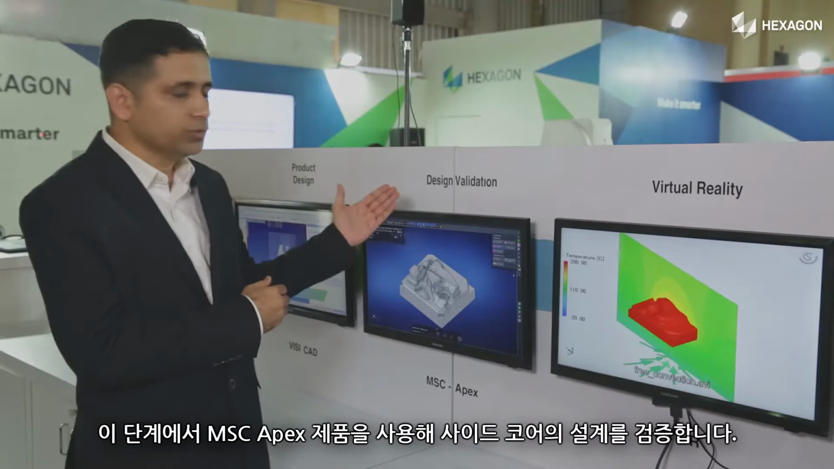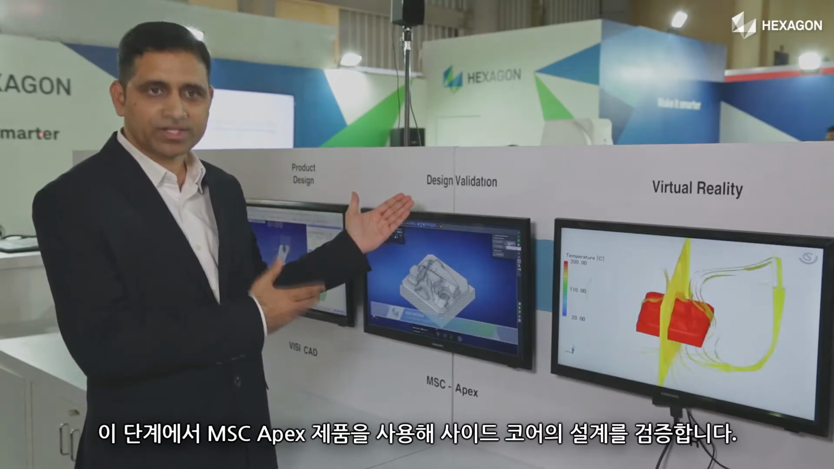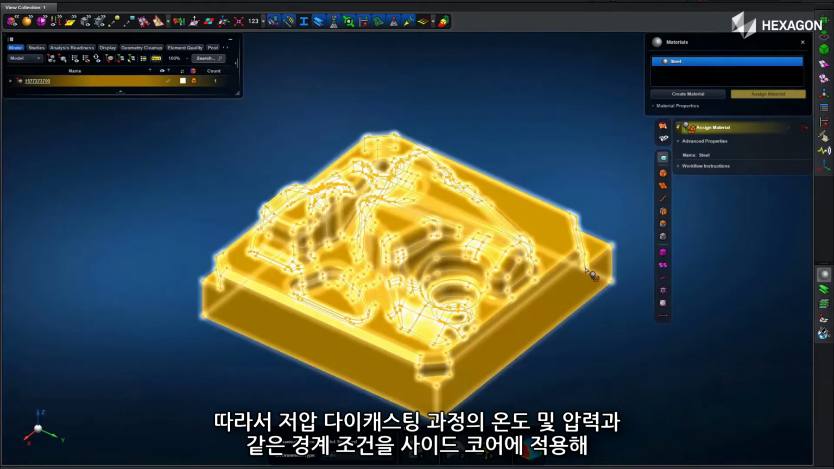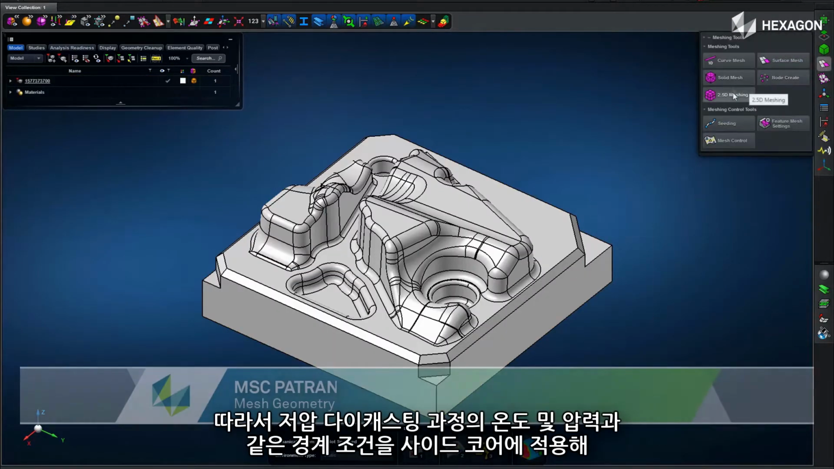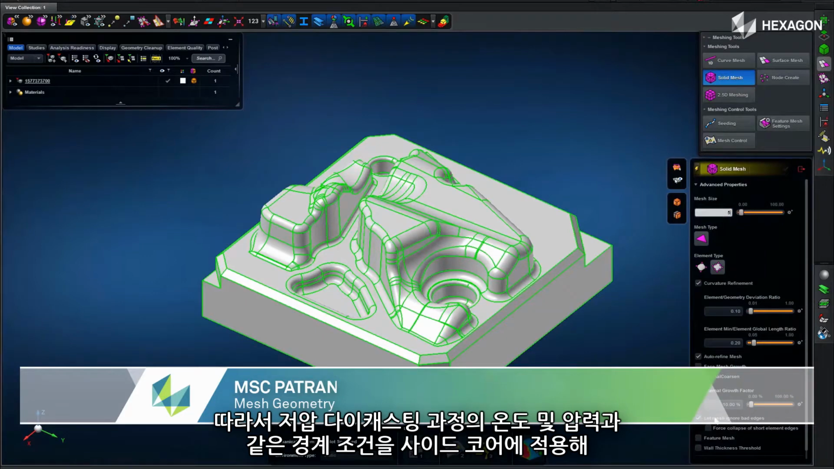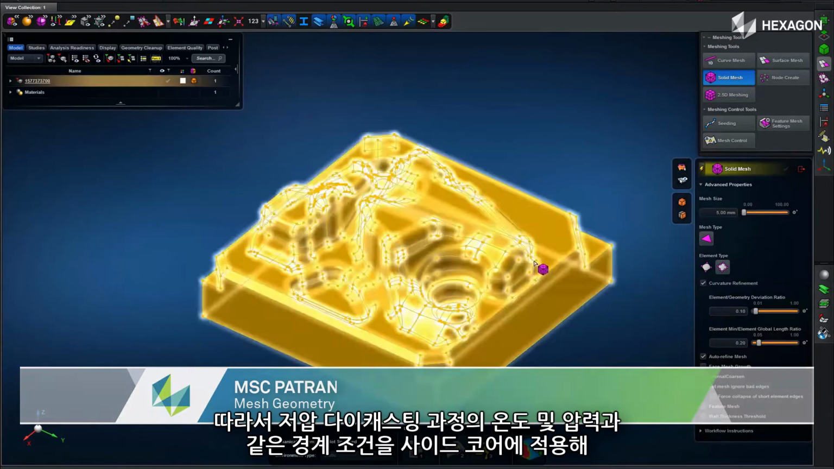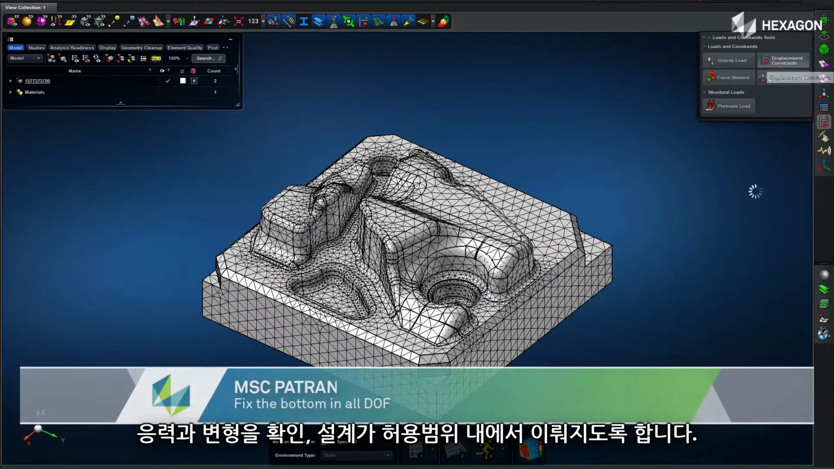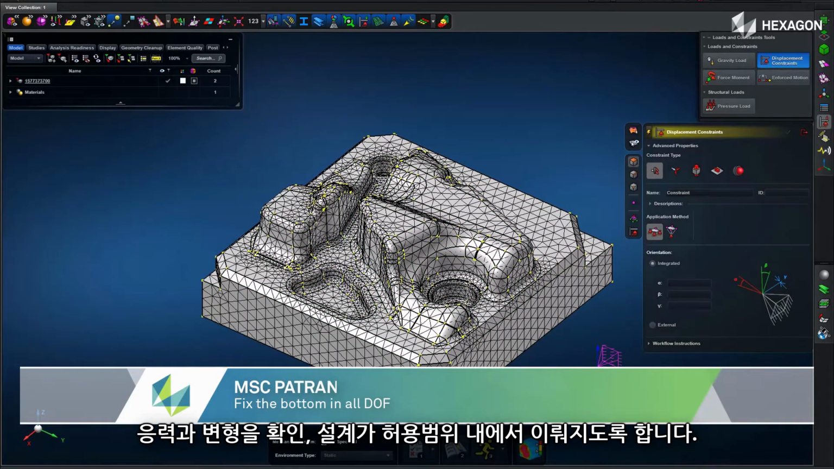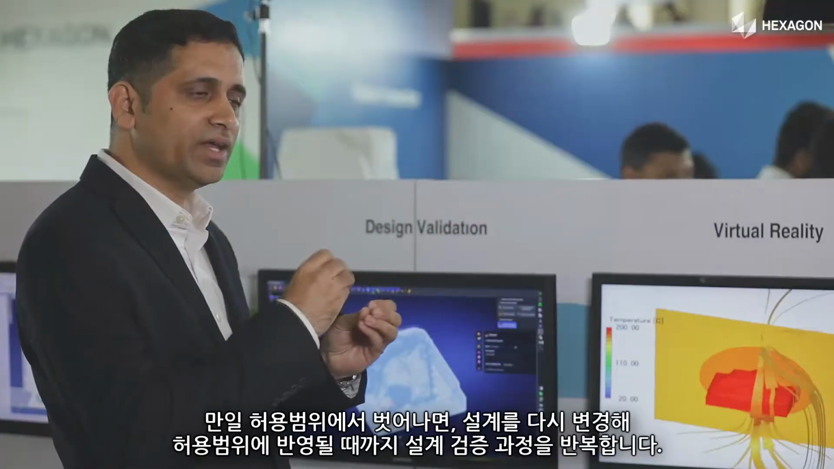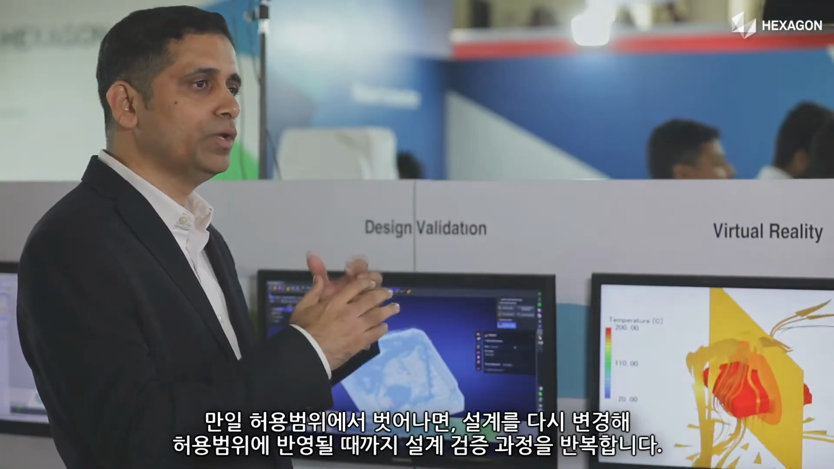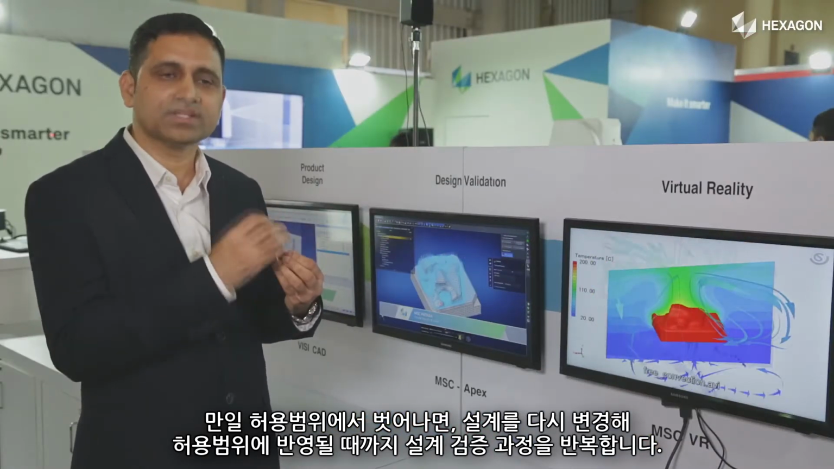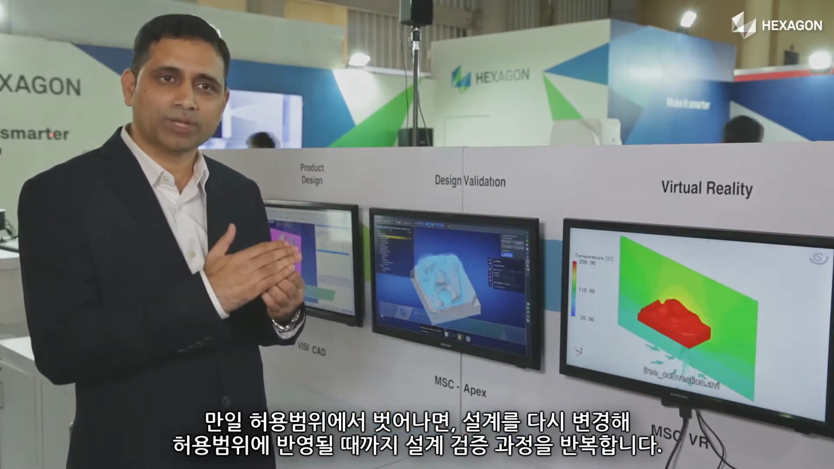At this stage, we do the design validation of the side core using MSC Apex products. So we apply the boundary conditions on the side core, such as temperature and pressure, which are there during the low pressure die casting process, and check for stress and deflection and ensure that they are within the acceptable limits. If there is any deviation, we go back and change the design and redo the design validation process again till it is within acceptable limit.